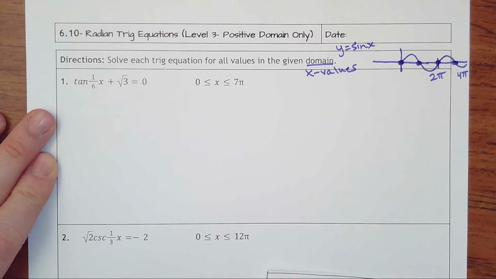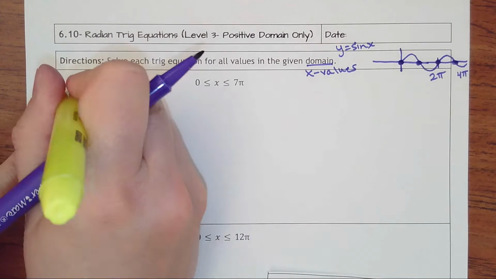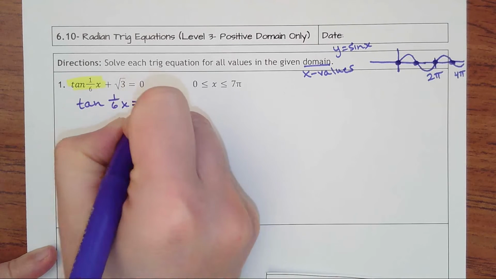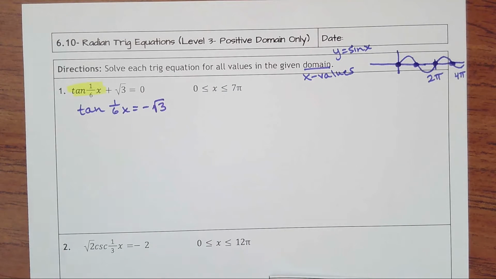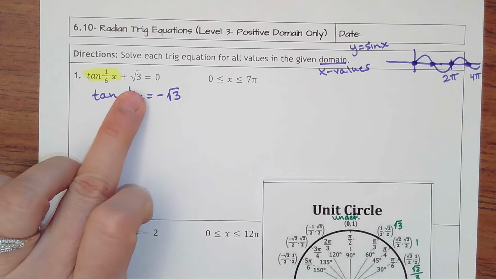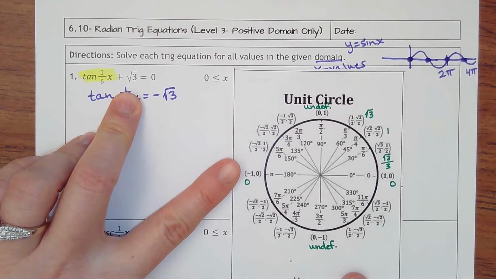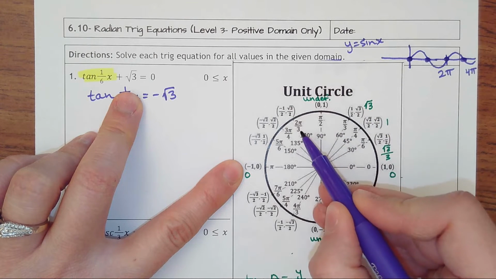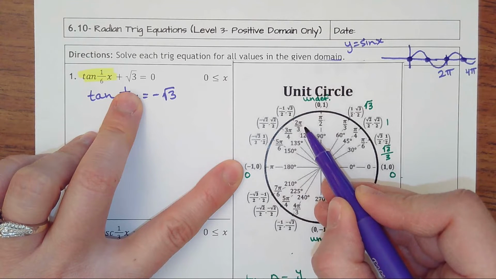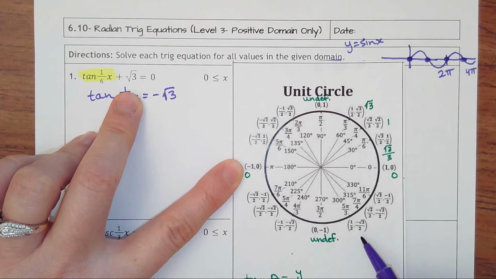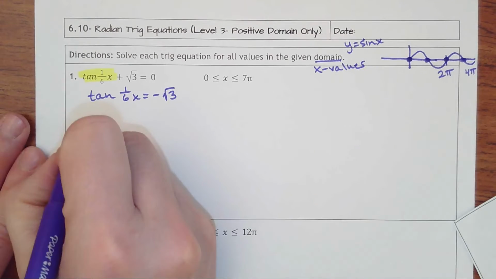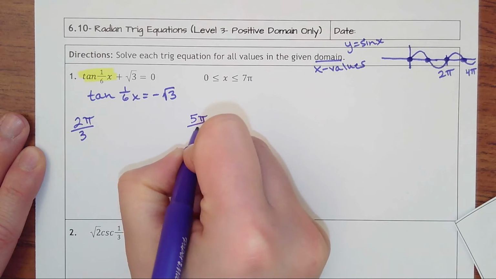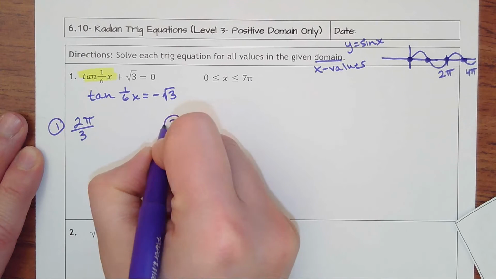Okay, so my first job is to isolate my trig function. So I've got tangent of 1/6 x needs to equal negative square root of 3. So I'm going to do this exactly like I've done before, just ignore this and say, okay, where is tangent negative square root of 3? So we know that's our 60s, but tangent is negative here at 2 pi over 3, and then also here at 5 pi over 3. Okay, so I'm going to kind of make a mark here just so you remember these are the angles.